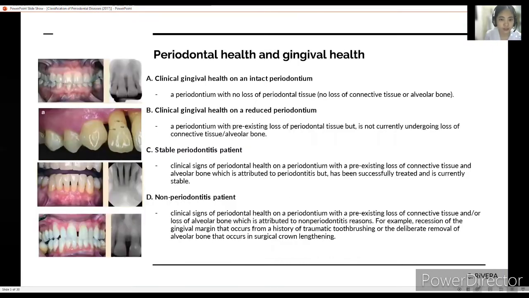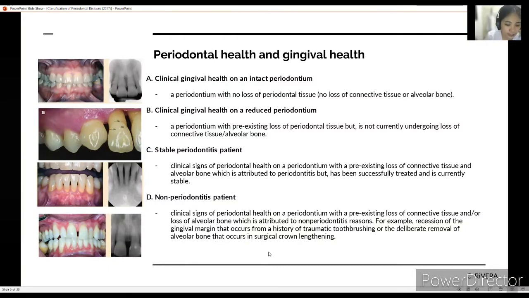So next, periodontal health and gingival health. The first one is clinical gingival health on an intact periodontium, meaning a periodontium with no loss of periodontal tissue, no loss of connective tissue or alveolar bone.